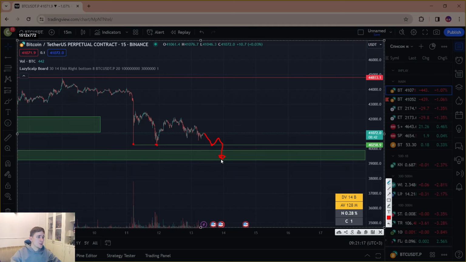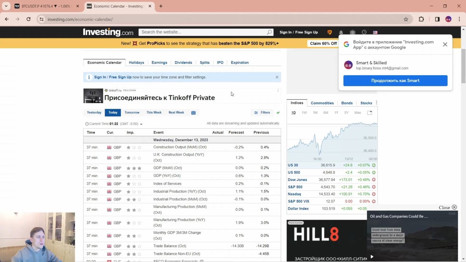The breakout may be resisted by this zone. But at the current moment, we see that BTC is inside the range with quite low volumes, and the market is going to be calm for today, at least for the upcoming several hours. I hope it's clear. Then news.